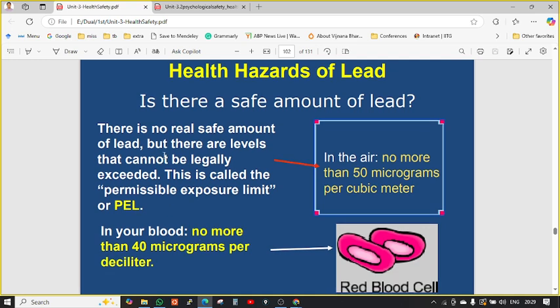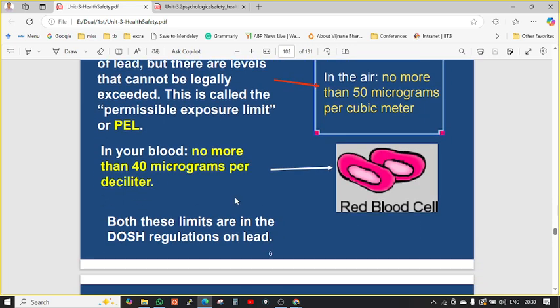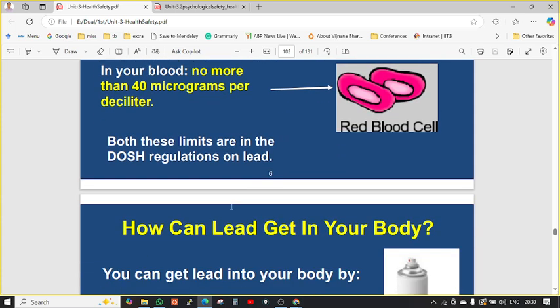There is no real safe amount of lead, but there are levels that cannot legally be exceeded. That is called the permissible limit. Permissible exposure limits mean an amount which you should not exceed. But there is no safe limit. Even if you take in a small amount of lead, there can be harm to your body. So the exposure limit is called PEL, the maximum possible limit you can think of. Lead directly attacks your blood vessels, and the blood can be affected by lead.